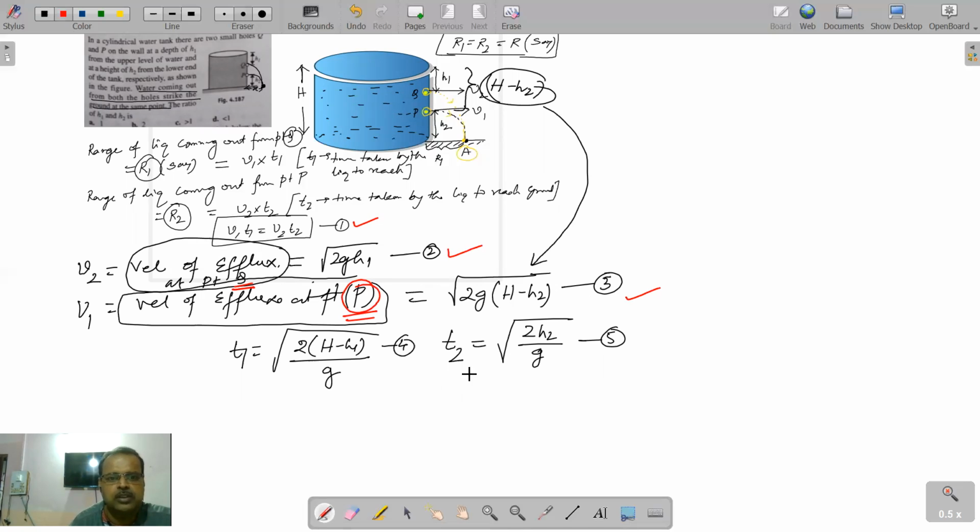So you have got this equation, and the time taken by T1, that means the liquid to reach from the point Q to the ground, that means let us call this point A. So the time taken to go from point Q to A, that is T1, and the time taken by the liquid starting from point P to reach point A, that is T2. So we can consider this T2 is equal to root over 2 into h2 by g.